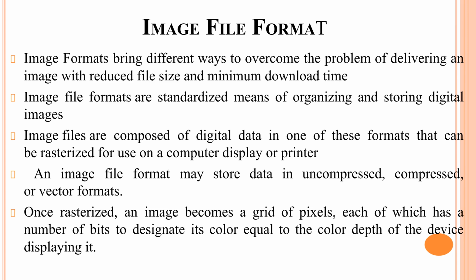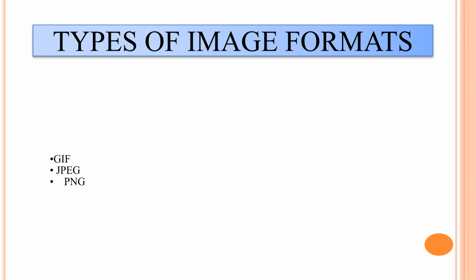Image file formats are standardized means of storing digital images, often aiming to reduce file size and download time. Images can be stored in uncompressed, compressed, or vector formats, and once rasterized, become a grid of pixels. The common types of image formats include GIF, JPEG, and PNG.